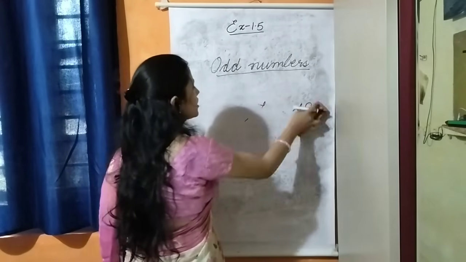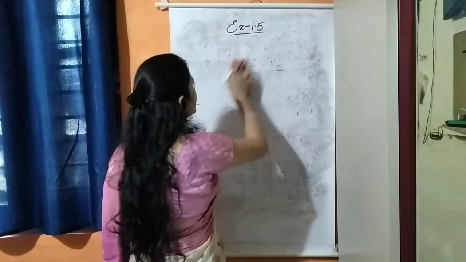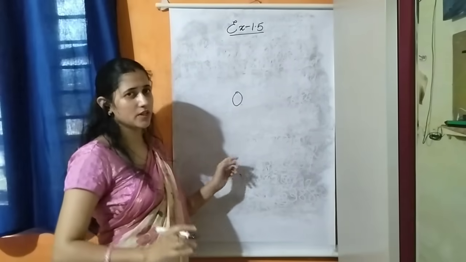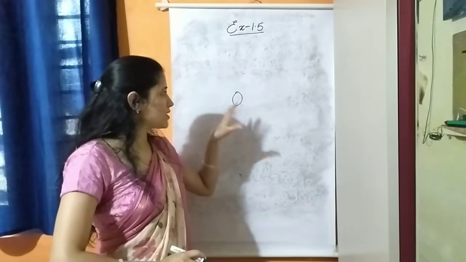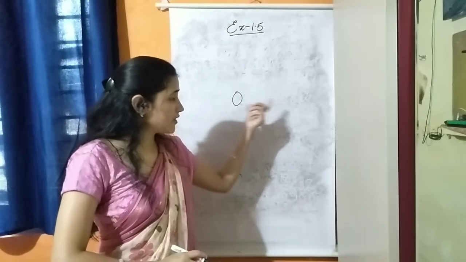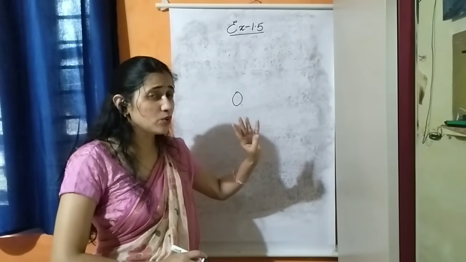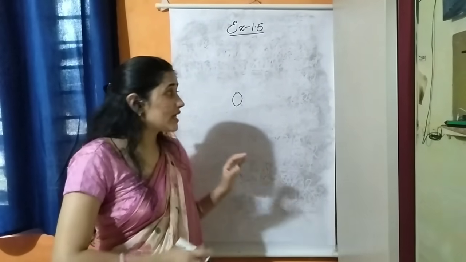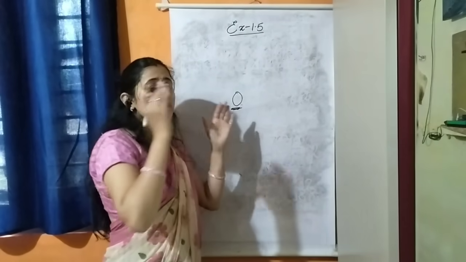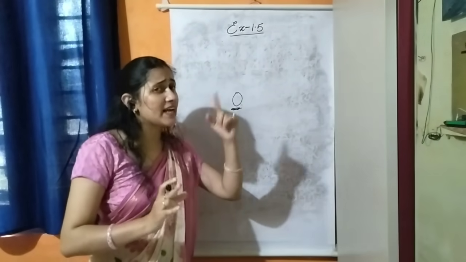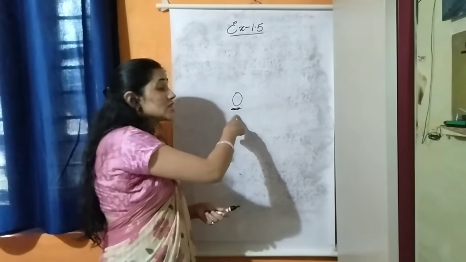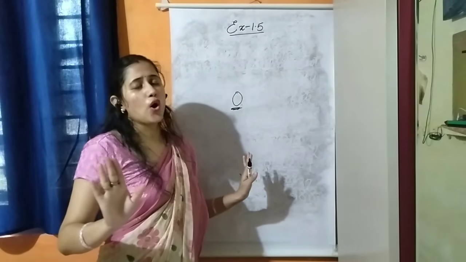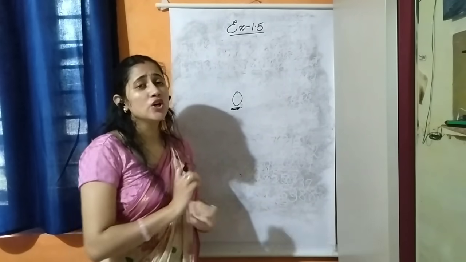Now students, while teaching in class, I have seen that some children are confused. What is 0? Some of the children, because I have given here that all the numbers which have 2, 4, 6, 8 and 0 at ones place are even numbers. Okay. If 0 is given at the ones place of any number, then that number is even. But 0 is not an even number. 0 is neither even nor odd. Okay. 0 is neither even nor odd.